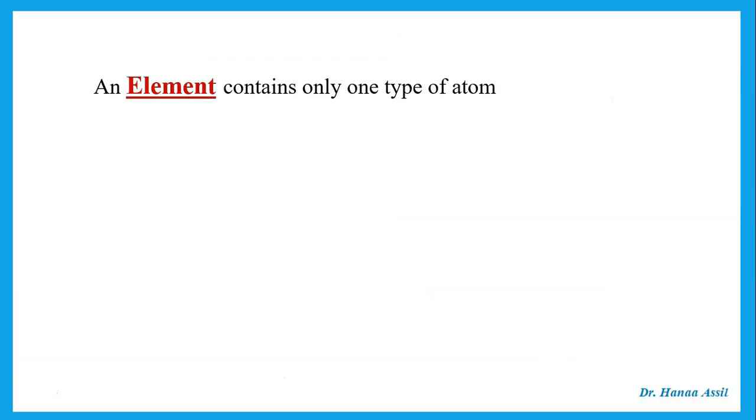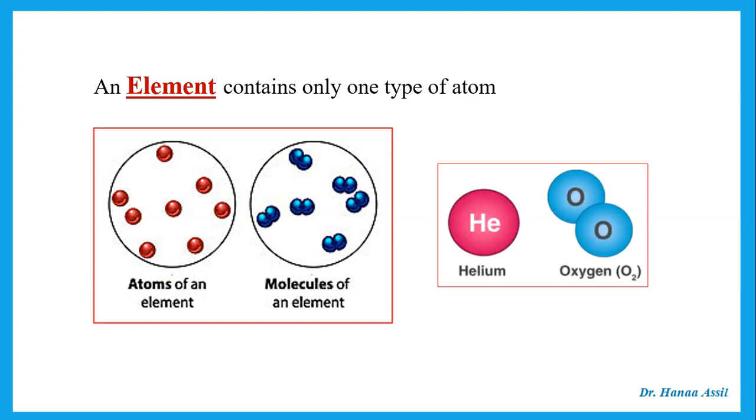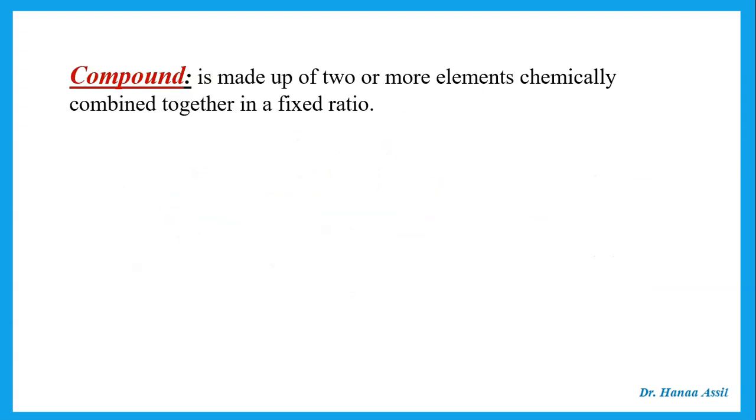Elements, compounds, and mixtures: you probably have seen this before. An element contains only one type of atom. So all the atoms are the same, whether we have individual atoms, or molecules of an element in which we have two atoms bonded together. But in both cases, if all the atoms are the same, then we're talking about an element. So helium, oxygen, anything in the periodic table is an element.